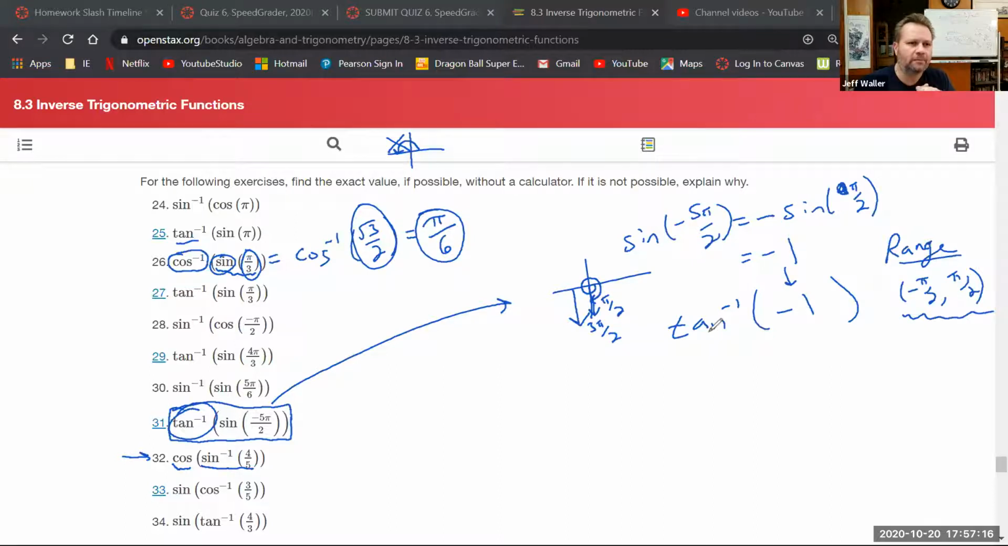And just a little preview. When we get into identities, we're going to find out that cosine is a jerk. Somehow that's going to make a lot of sense when we start looking at some of the identities. Cosine is a jerk. Okay, so we'll find out.